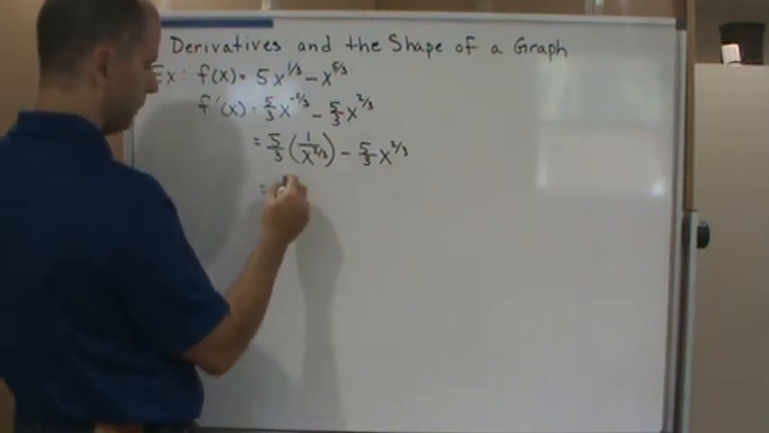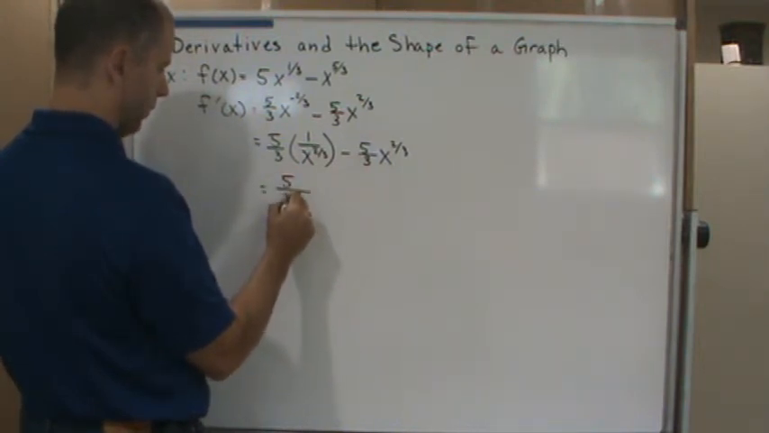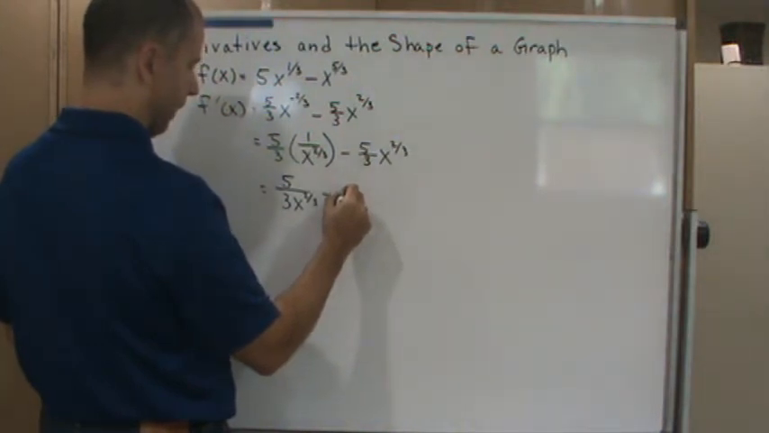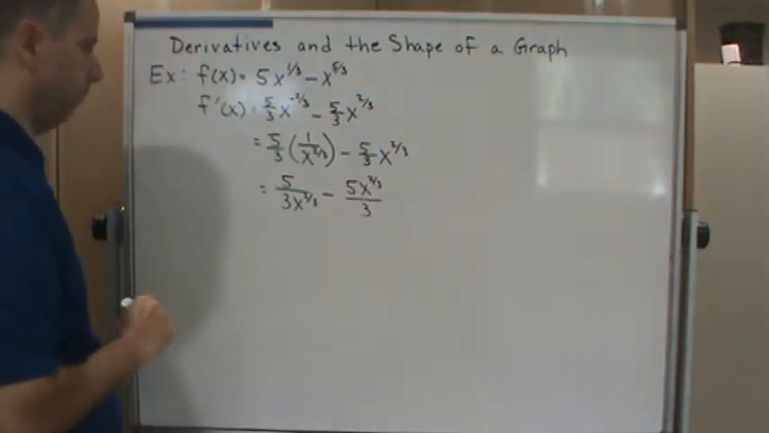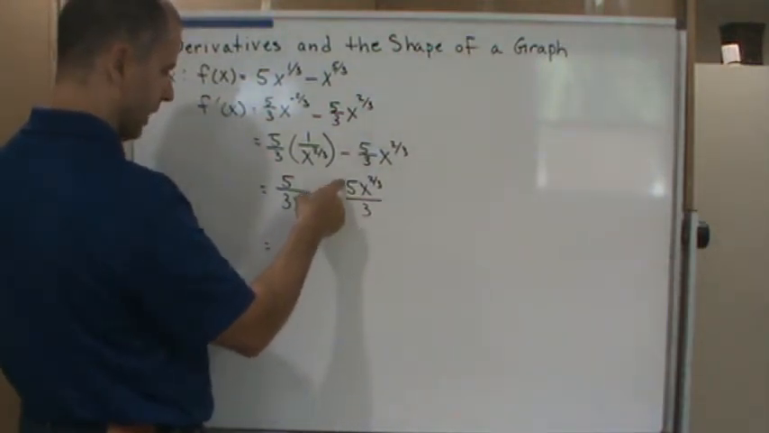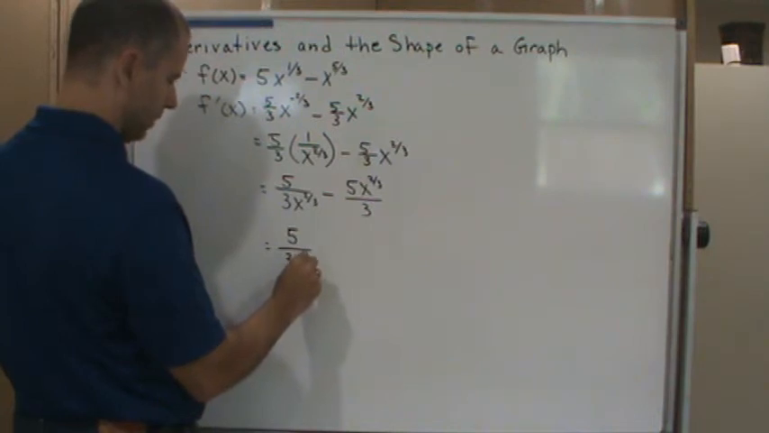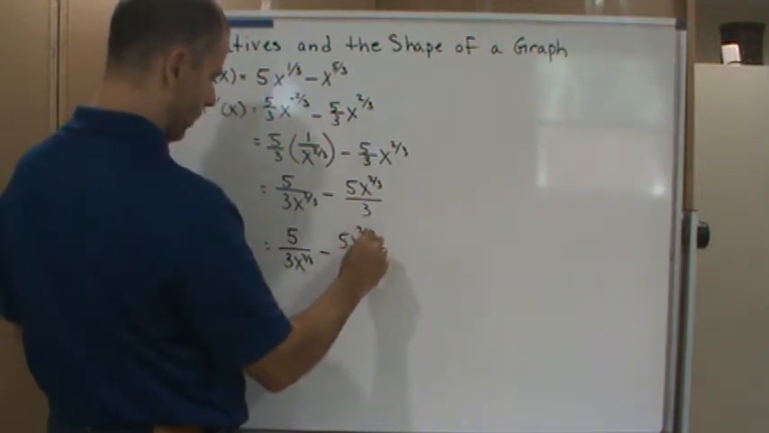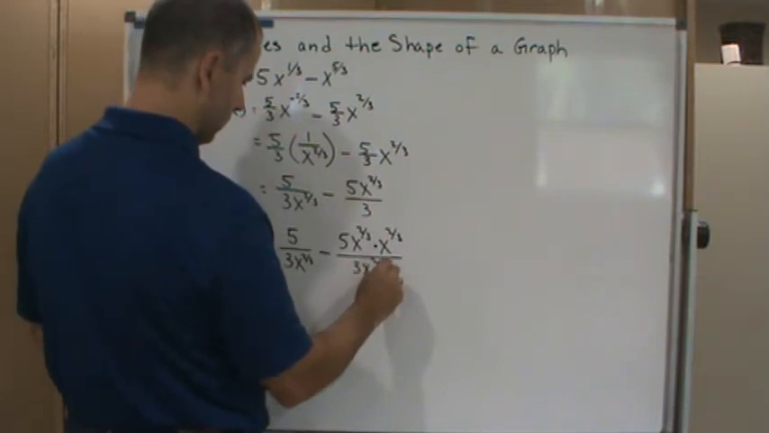And now I'm going to keep simplifying. I'm going to try to get this in one fraction. So I'm going to write this as 5 over 3x to the 2/3 power minus 5x to the 2/3 power over 3. So now I'm going to get a common denominator. I've got a 3 here and a 3 here, so I'm just going to multiply the top and the bottom of this fraction by x to the 2/3. So I'm going to get 5 over 3x to the 2/3 minus 5 x to the 2/3 times x to the 2/3 over 3 times x to the 2/3 power.